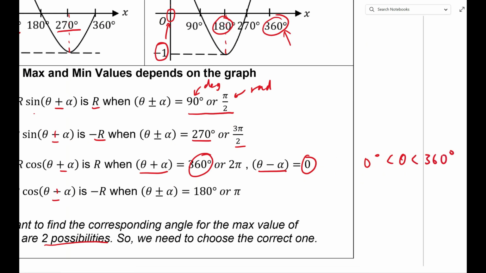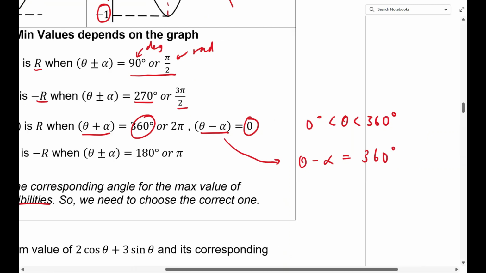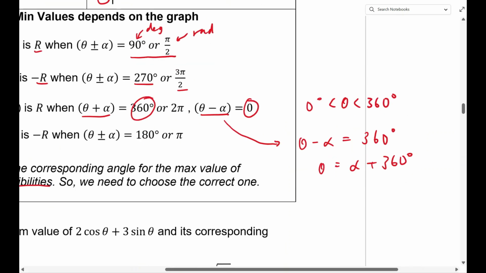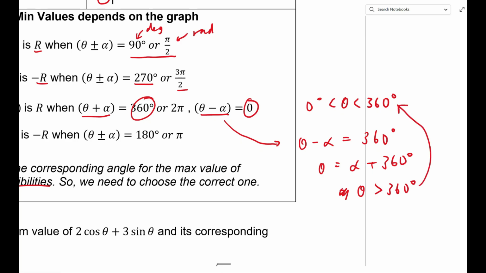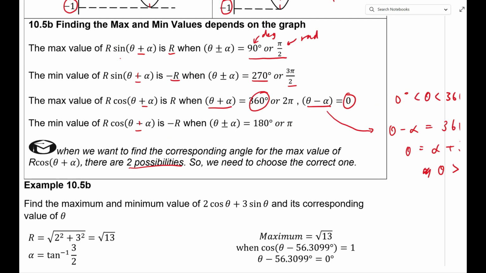Now what do I mean by going out of range? So let's take using this as an example. Let's say we let theta minus alpha equal 360 degrees instead. Now if we solve for theta, it will end up being our basic angle plus 360 degrees. Knowing that our basic angle is definitely more than 0, our theta will end up being more than 360 degrees, which is out of our range. Therefore, we need to choose the right angles.